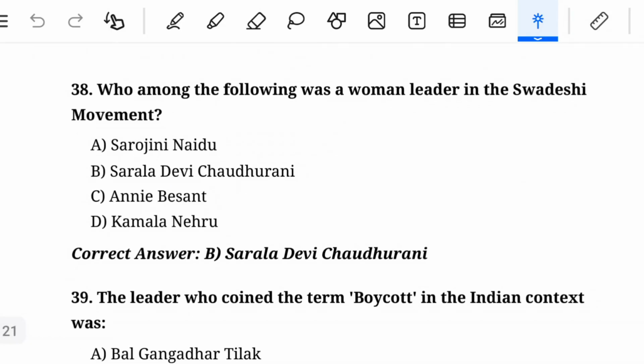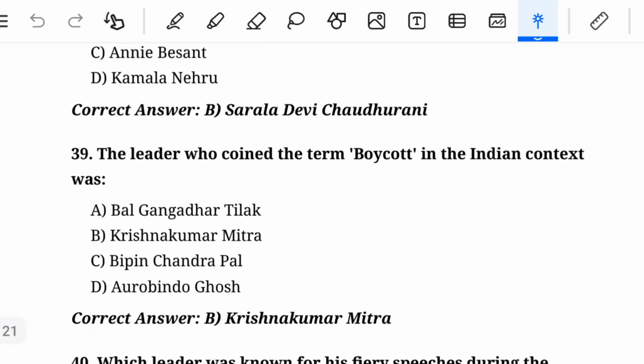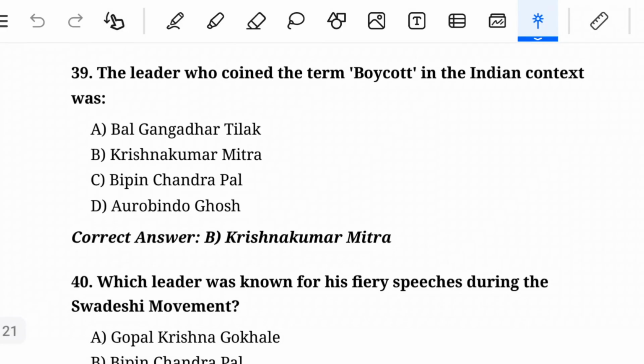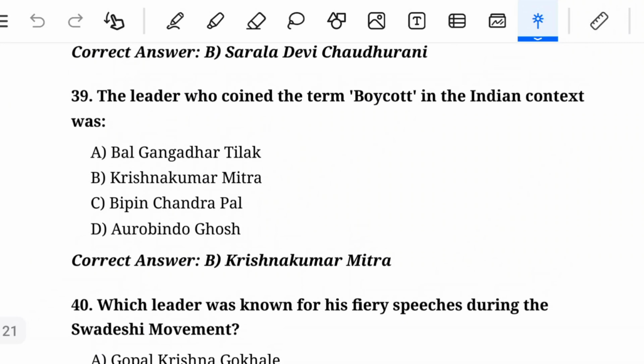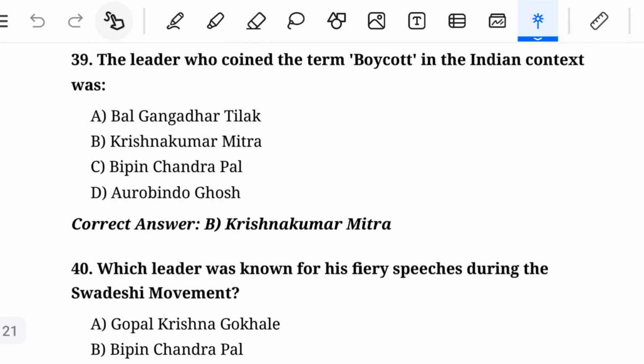Revolutionary activities. 38. Who among the following was a woman leader in the Swadeshi movement? A. Sarojini Naidu. B. Sarala Devi Chaudhurani. C. Annie Besant. D. Kamala Nehru. Correct answer B. Sarala Devi Chaudhurani.